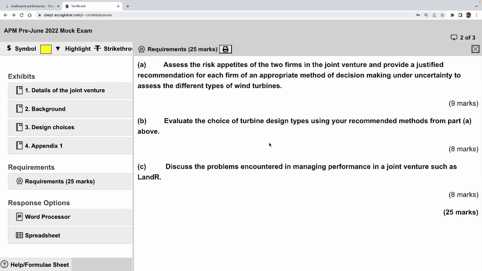How many methods are there for decision making under risk? 4 methods. What are the 4 methods? Decision making under this, what are the 4 methods? Appropriate method for decision making under uncertainty, which is it? What are the 4 methods, guys? Hurry up, guys, come on. Oh dear, you don't have the memory. This is bad.